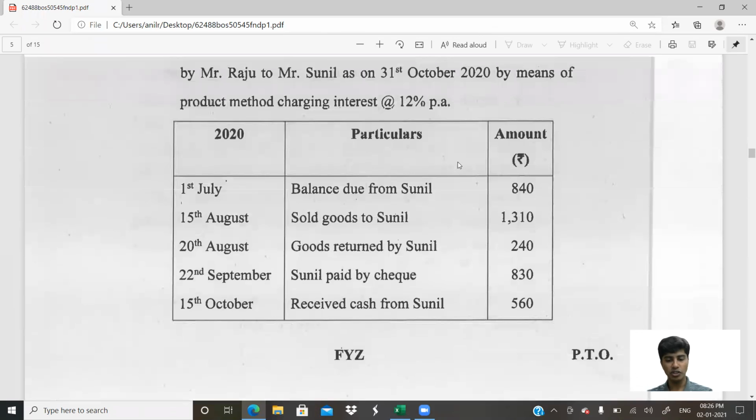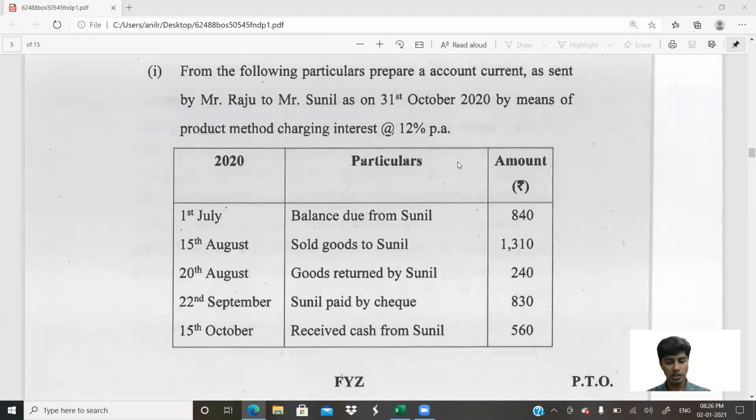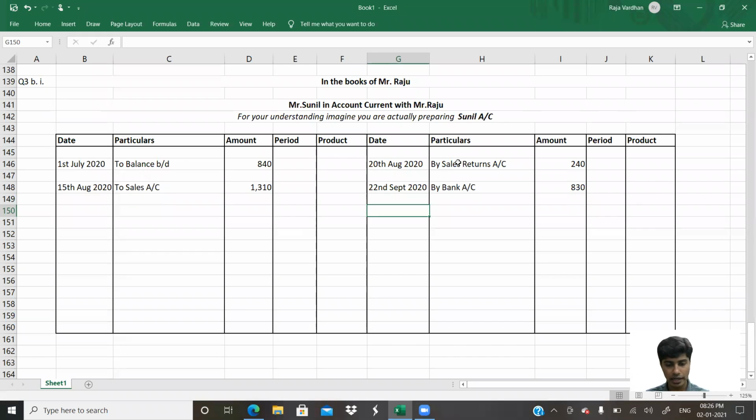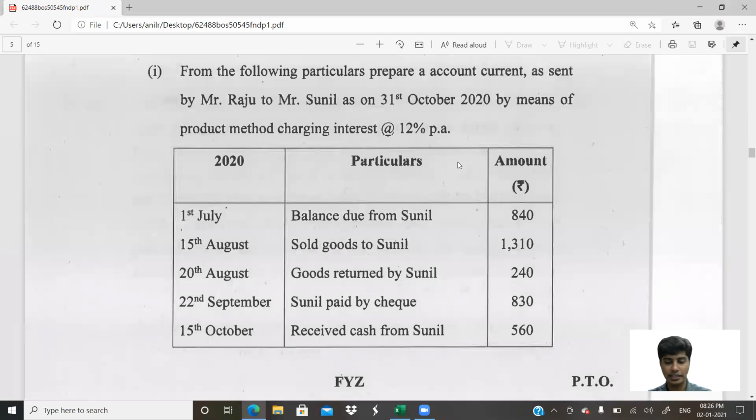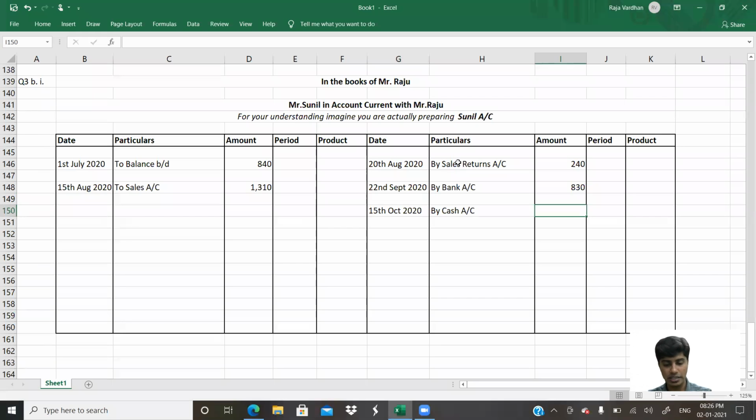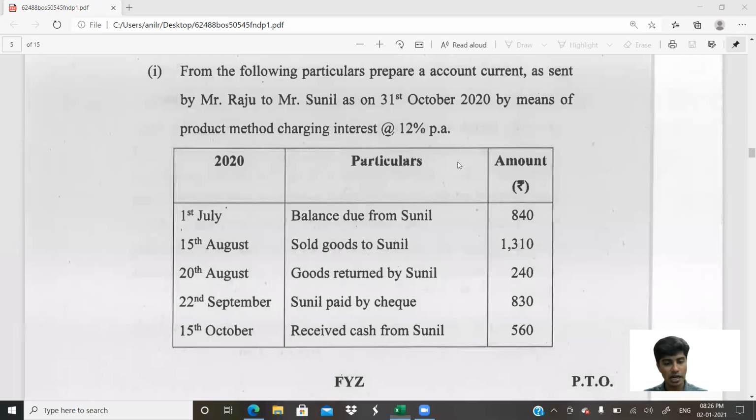Then last transaction, 15th of October. Received cash from Sunil. Again, instead of writing by bank, I'll write this one. 15th October 2020, by cash account. How much is it? 560. So I'll write 560 rupees here. Perfect. So that's it. We are done with this accounting right now.